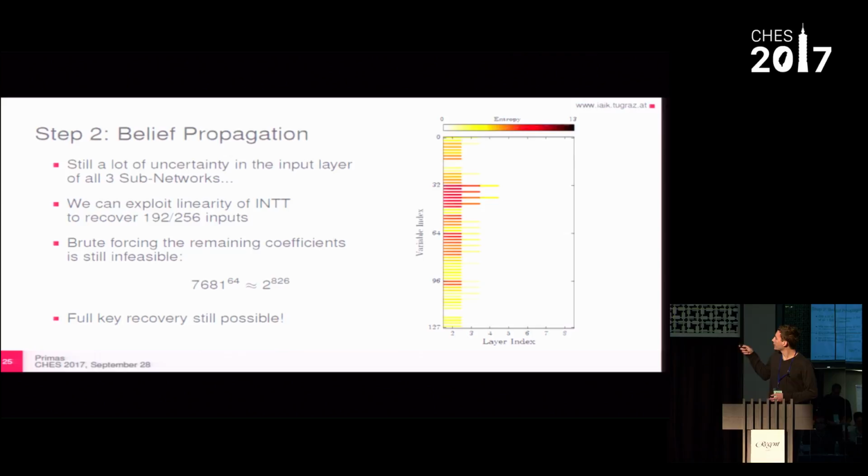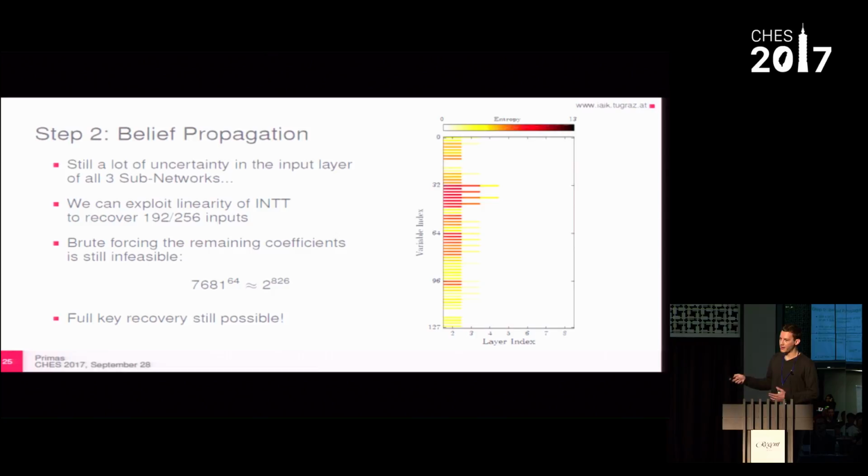What we can do is exploit the linearity of this inverse NTT, for example. What this basically means is that as soon as we have recovered one of the columns in this butterfly network, we can just calculate backwards, and we immediately know the input. So it's not an issue that we do not have the input immediately after the belief propagation. We can just calculate backwards given one of the columns at the back, and then we have the input.